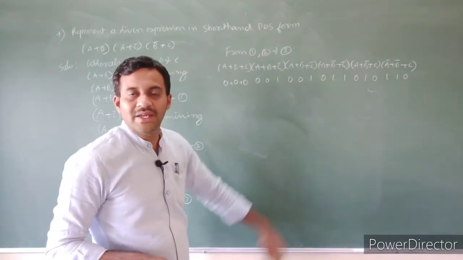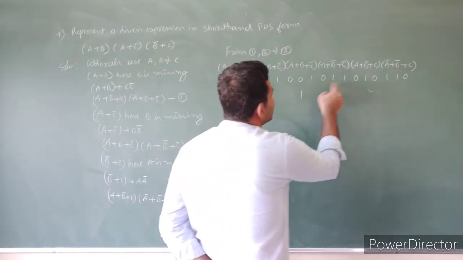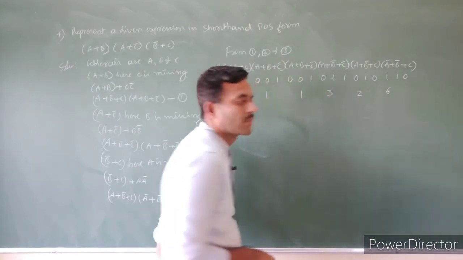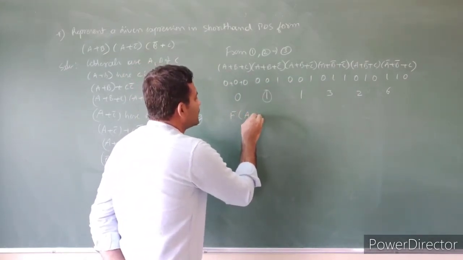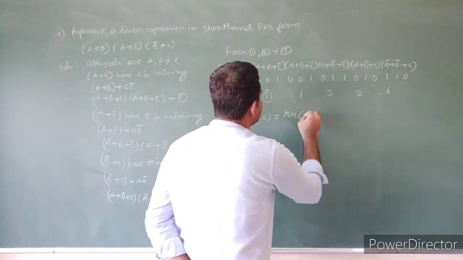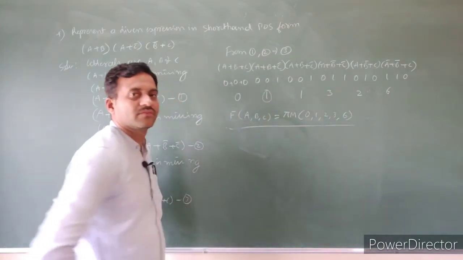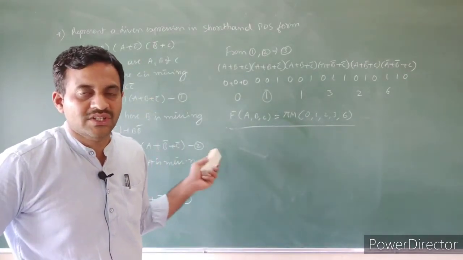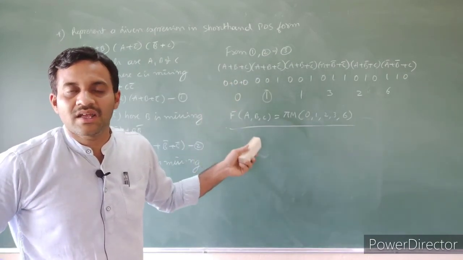Then write the decimal equivalents. 0 plus 0 plus 0, 0. 1, again 1. Next one is 3, 2, 6. There are repeated terms, so terminate the repeated terms. So f of a, b, c is equal to pi of m of 0, 1, 2, 3, 6. So it is an expression in shorthand form. First we have to standardize the expression, then write the binary equivalent, then write the decimal equivalent, then write the expression.